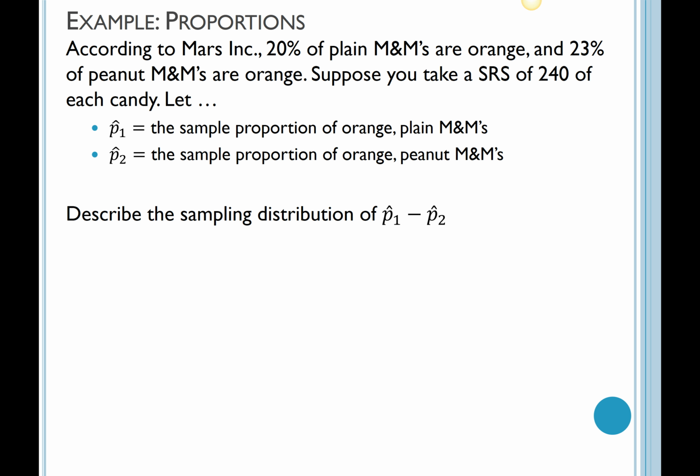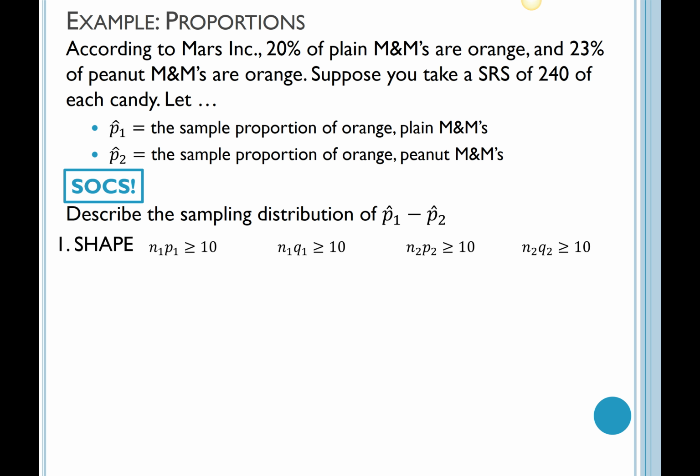In order to describe any sampling distribution ever, regardless of whether it's 1 sample or 2, remember that we need to use SOCS. We describe the sampling distribution based on its shape, its center, and its spread. First, for its shape, we use the familiar rule from Chapter 8 and Chapter 9. To figure out the shape of a sampling distribution, we must see if it's approximately normal. To do that, we test whether n1p1 is greater than or equal to 10, n1q1 is greater than or equal to 10, and n2p2 and n2q2 are also greater than or equal to 10. So we just need to use substitution now.